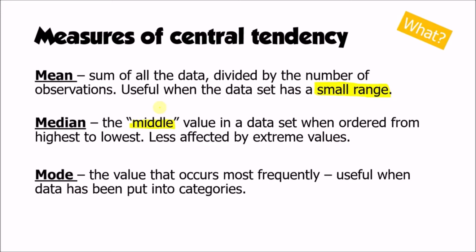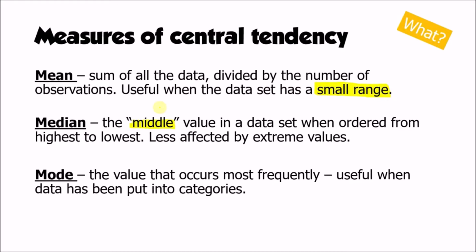Less frequently used, but another option that we've got is the mode, and this is the value that occurs most frequently. In a geography context, this is probably most important when the data has been put into categories, and you can see perhaps which category has been selected most often, perhaps in the responses to a questionnaire, for example.